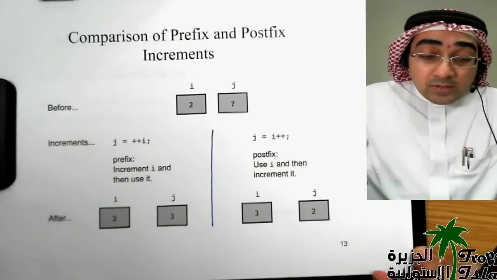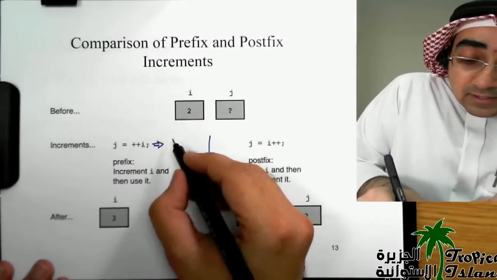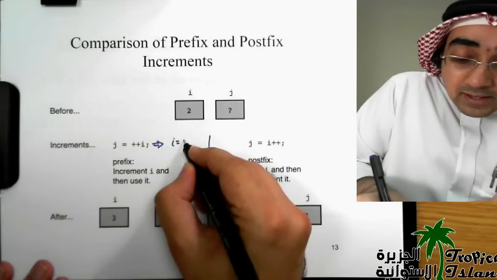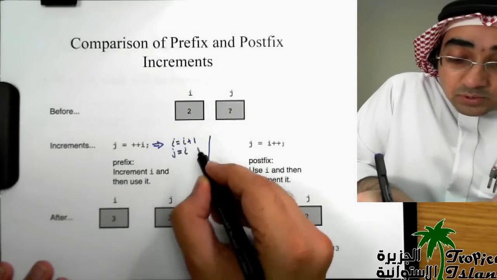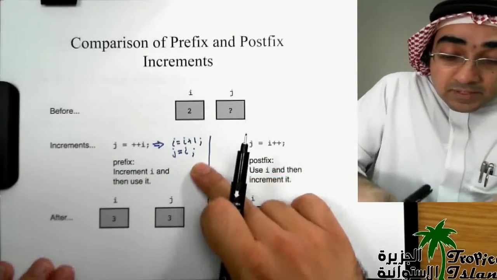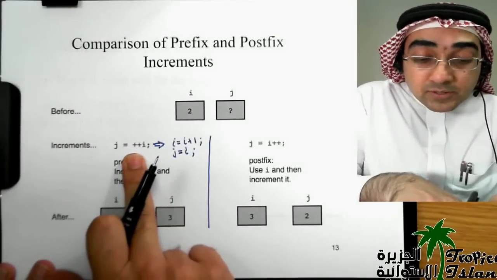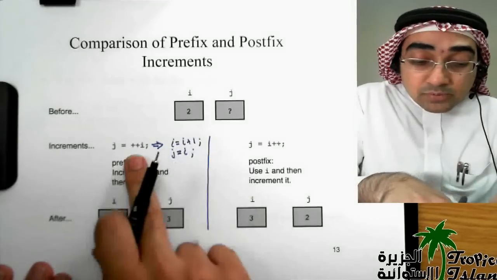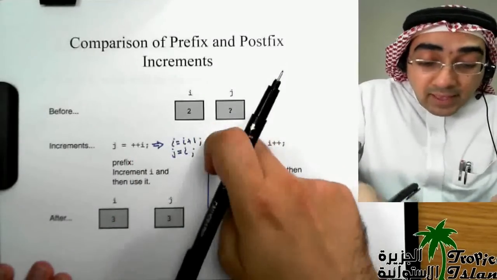Now when I say plus plus i, this is equivalent to saying, since I have the plus plus on the left hand side, i is equal to i plus 1, and then j is equal to i. So these are the 2 operations. I have to increment i first because the plus plus is on the left, and then I do the assignment operation, or whatever expression that I have over here. I use the value of i after I incremented it.